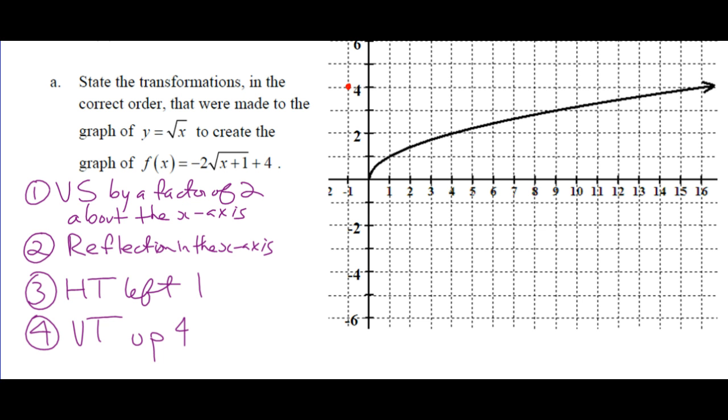Okay. So what we want to do is take known points. So we know the point 1, 1. I stretch it by a factor of 2. Where does it go? 1, 2. Then I reflect it. It goes to 1, negative 2. And then we go left 1, 1, 2, 3, and up 4. Okay? You do the rest. You got 3 more points.